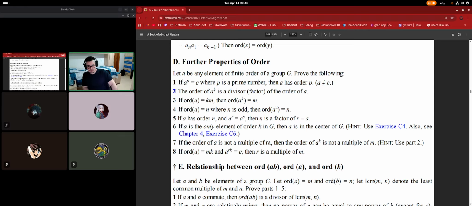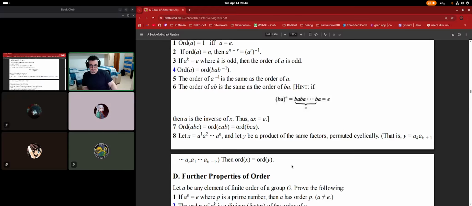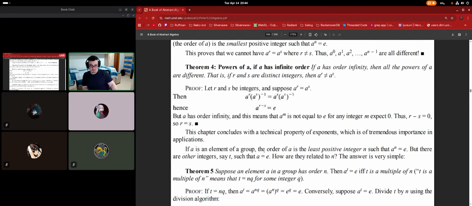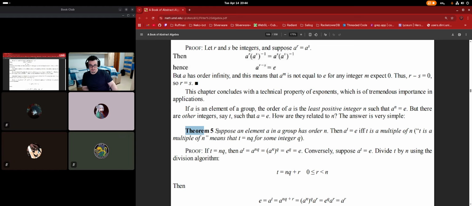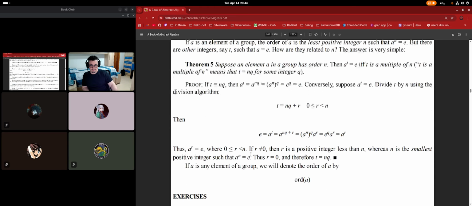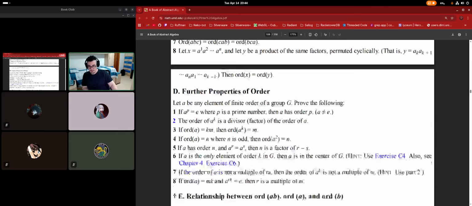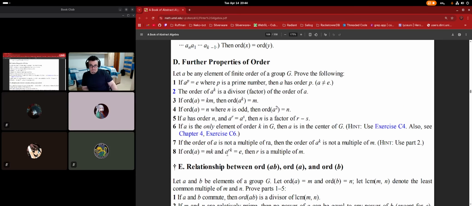Anyway, I think this is pretty straightforward. You just have to say something similar to what I said, and you're going to conclude that P must be the order of A. The order of A to the power of K is a divisor of the order of A. Well, you just use a theorem, right? Which one? This one. You just use theorem 5 in the proof, and there you go.